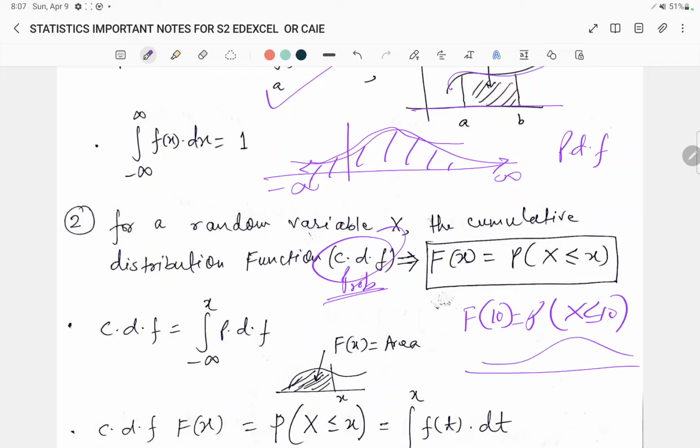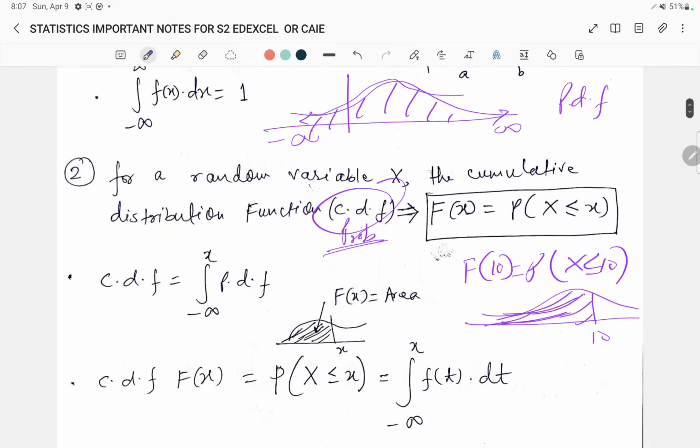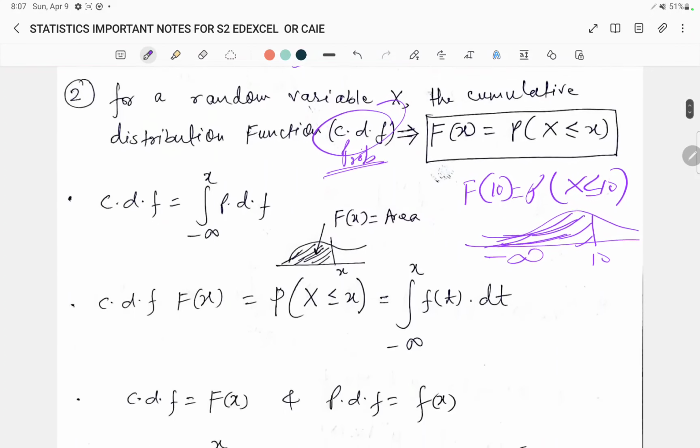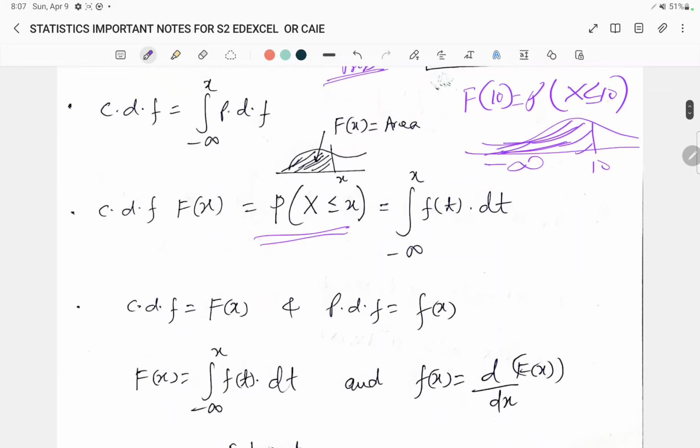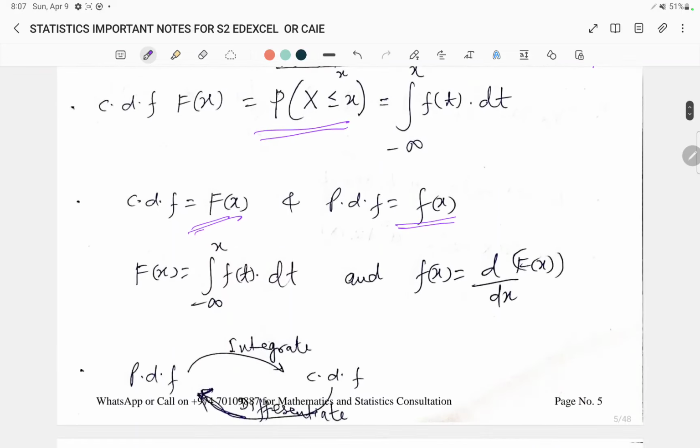Suppose this is the curve, then F of 10 means we have to find this whole area, from minus infinity to 10. So CDF is the integral from minus infinity to x of the PDF, p of x less than or equal to x. So CDF is capital F of x, and PDF is small f of x. This is the standard notation.